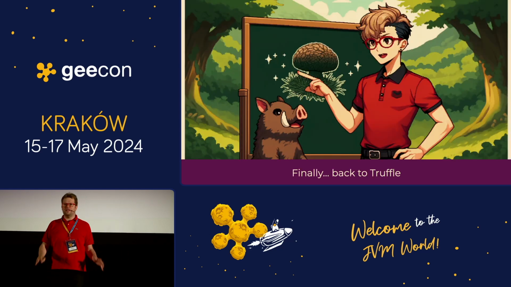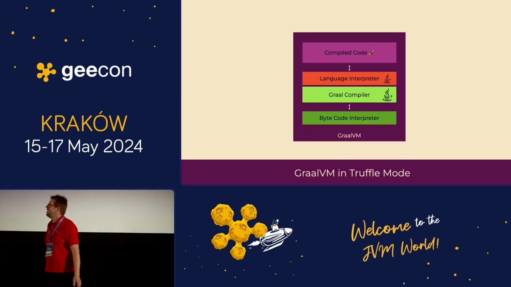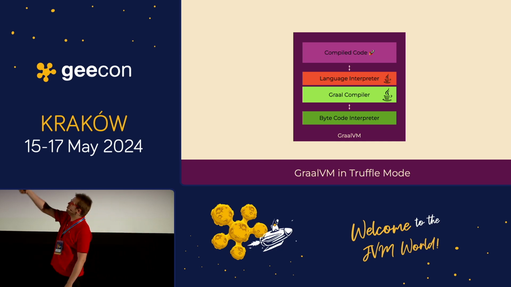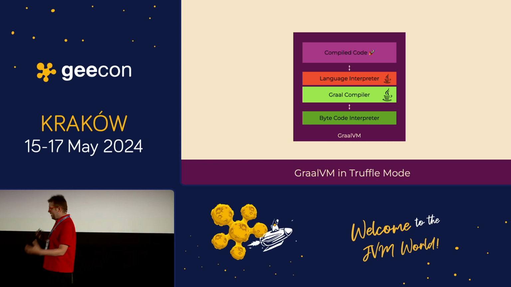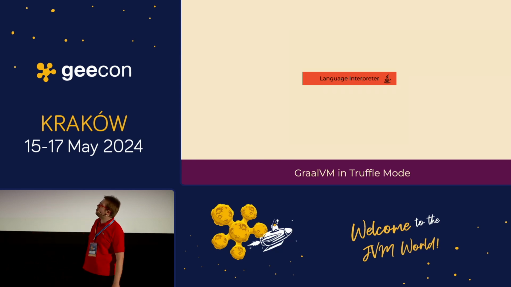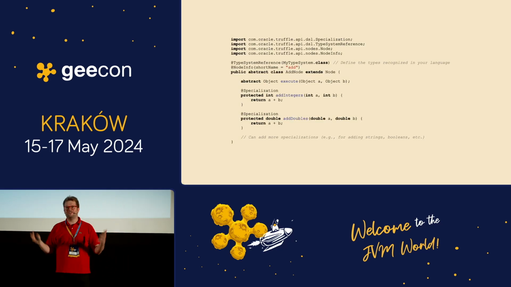Okay, and having that logic in mind, now we are able to get once again to Truffle. And whenever GraalVM is running in the Truffle mode, it uses something that is called a language interpreter. So a language interpreter is just a piece of program that is run over the GraalVM compiler, over the Graal compiler. And those kinds of programs are written in the framework called Truffle.